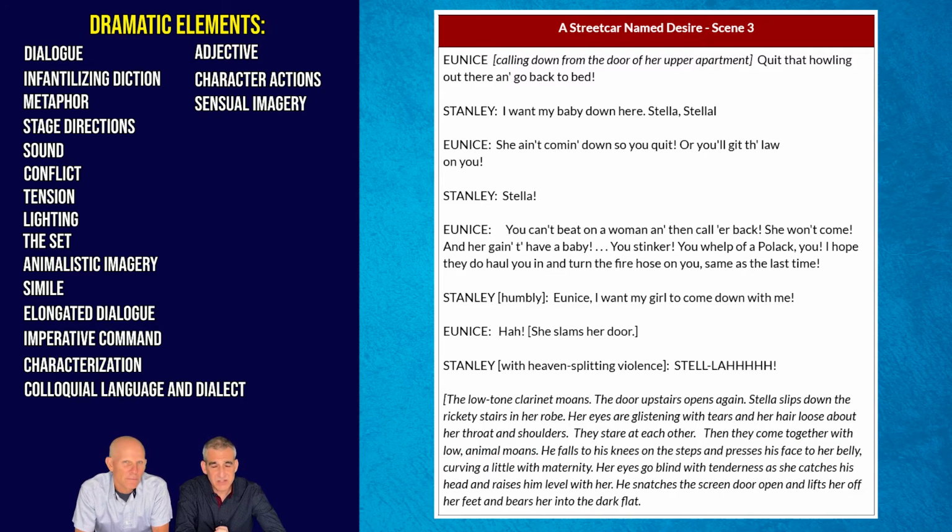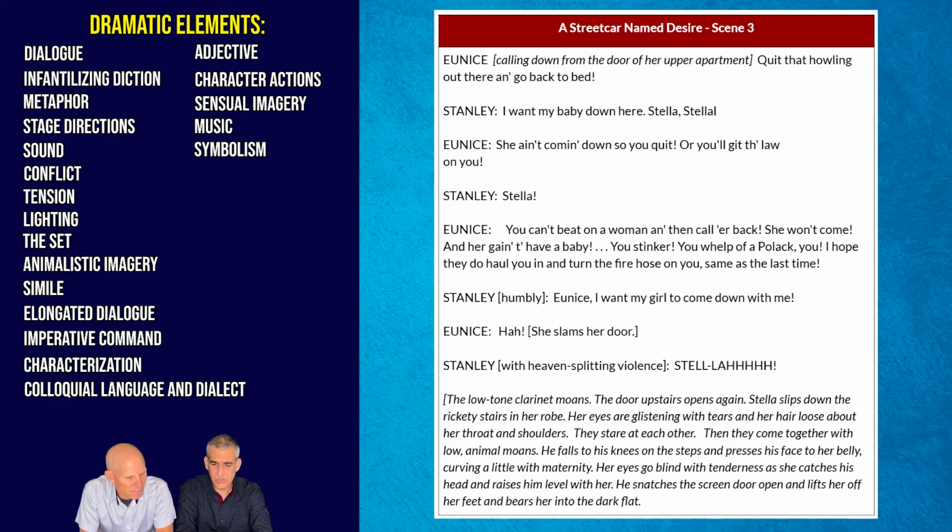So despite this domestic violence, it seems that something is bringing them back together physically here in the stage directions. And he loves music, Tennessee Williams. So now we have a low clarinet. So now instead of dissonant music, we have a low clarinet that's moaning, which conveys a sort of sensuality. And then we have this moment where Stanley falls to his knees and he presses his face to her belly, curving with a little maternity. So she's pregnant. Yeah, so we can really see that symbolizes that intimacy. So they've gone from violence to intimacy, in a snap, Mr. Giles. So that kind of takes us to the end of the passage.